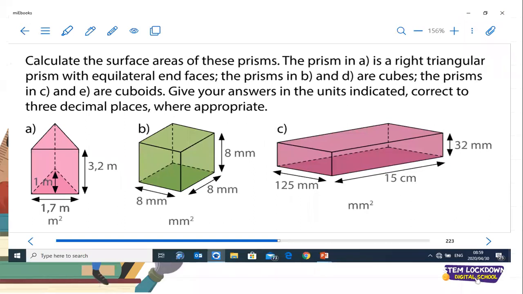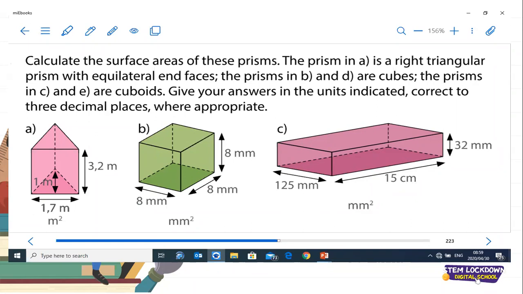Now, yesterday, we calculated the surface areas of these prisms. That is what we did yesterday. But today, I want us to calculate the volume in these prisms. So the first prism, as you can see, is a triangular prism, which is followed by a cube. And then of course the last one is a rectangular prism. So we have got three different types of prisms: a triangular prism, followed by a cube, and then a cuboid.